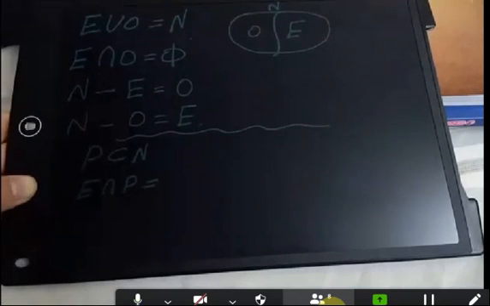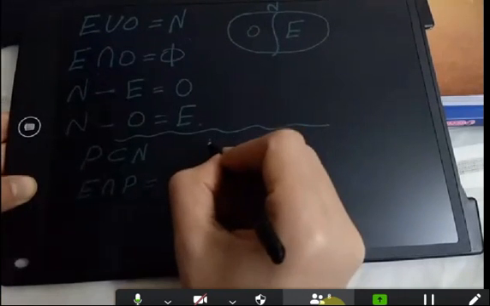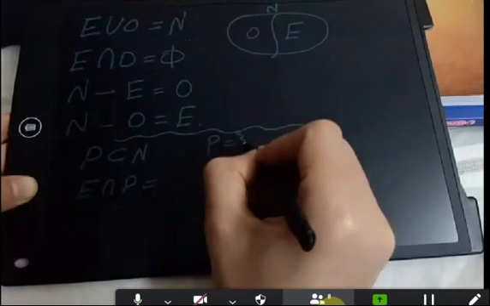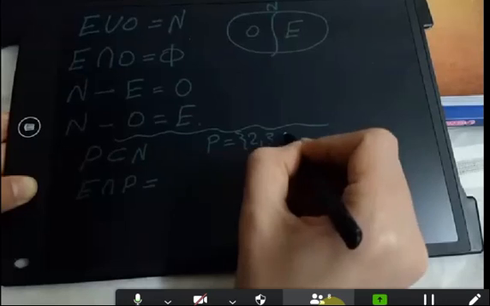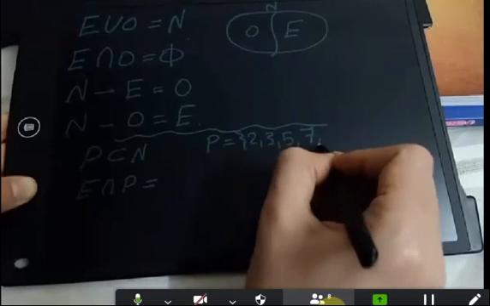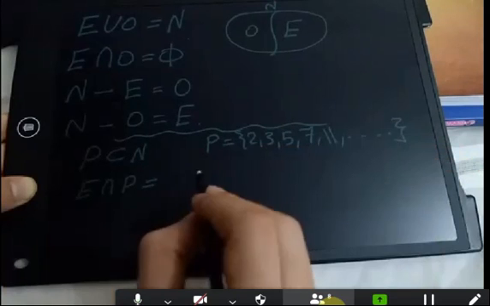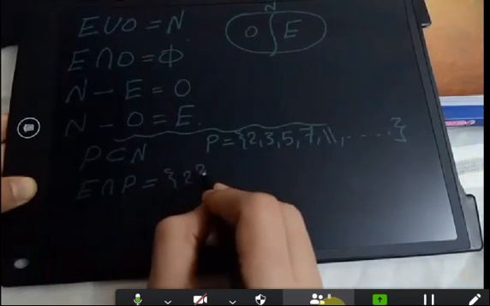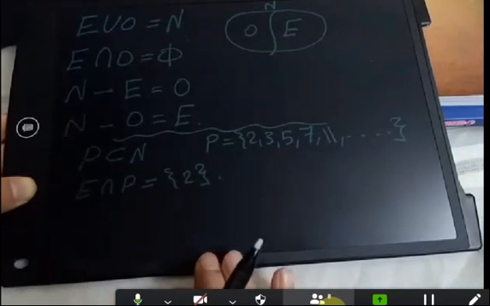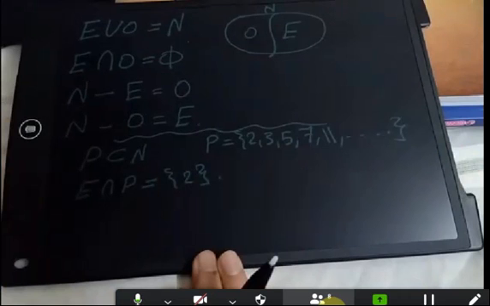Okay, Ahmed? 2. Yes, it's 2, because if I write P here, the prime numbers, it equals 2, 3, 5, 7, 11, and so on. And it's equals 2, because you know the only even prime number is 2. We don't have any even numbers in the prime numbers except the 2. Only the 2 is even. And all of the other prime numbers are odd.